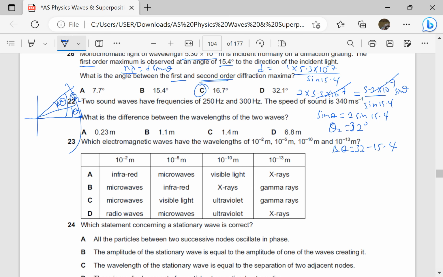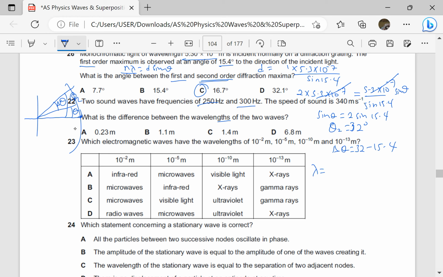Two sound waves have frequency 250 Hz and 300 Hz. The speed of sound is 340 meters per second. What is the difference between the wavelengths of the two waves? So there are two sound waves, and sound has 340. So we can just find the wavelength of each.